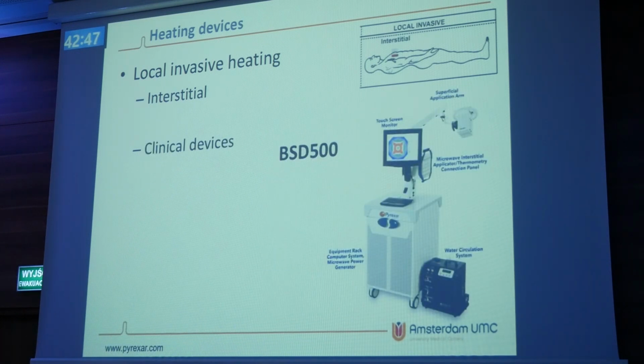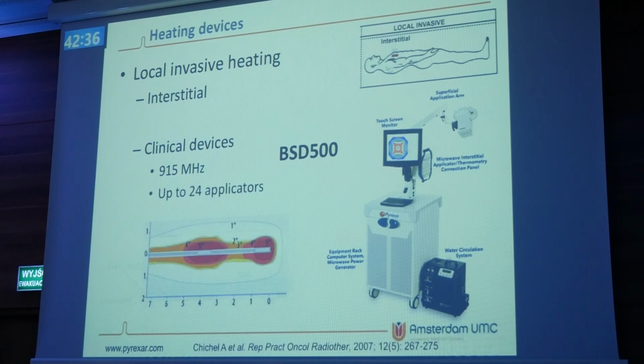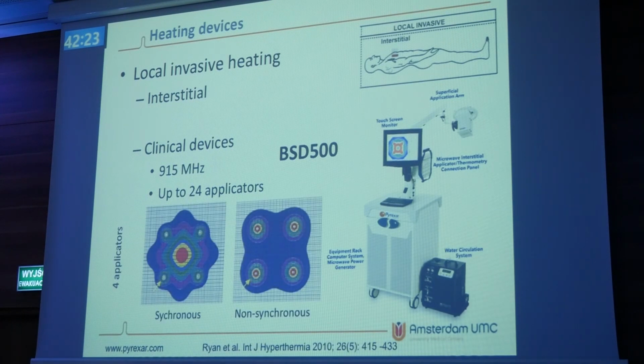And to this end, one can use the BSD 500 system, which is also using a 915 megahertz applicator. And it allows an implant of up to 24 applicators, so this will be sufficient to cover actually a normal brachytherapy implant. And it also allows you to use it both in a synchronous and a non-synchronous way. And this will permit steering of the absorption and the heating within the implant region.